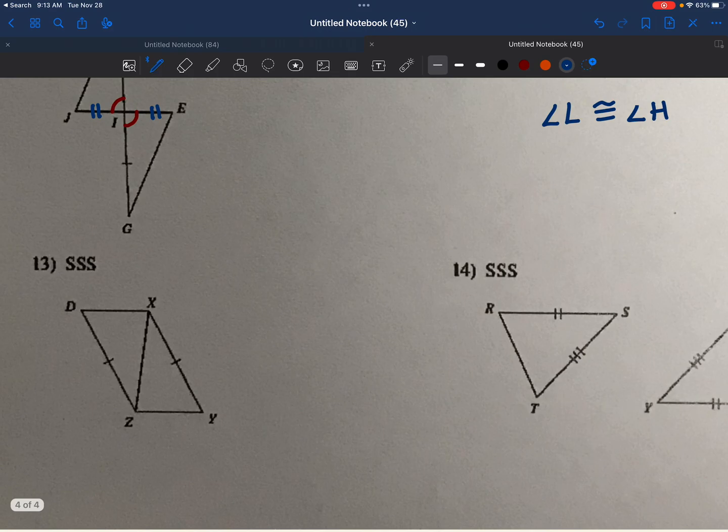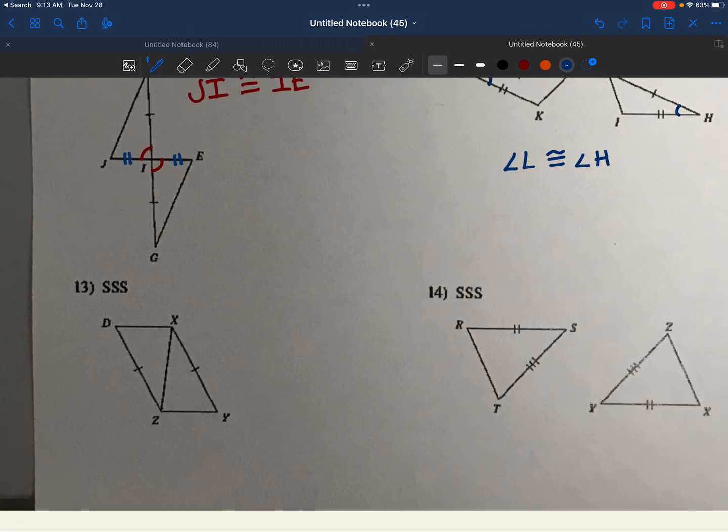All right, I want you to try the last two. Those should be pretty simple. So on the last two, Jordy, you're writing down what pieces of information they should have told you were congruent in order to prove side, side, side.